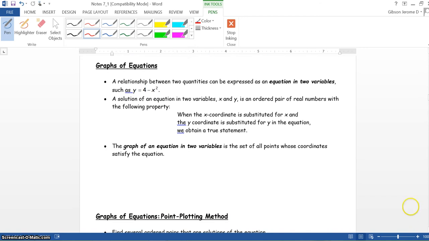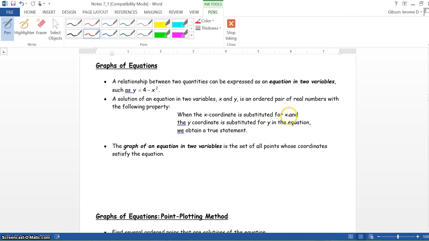Now we have graphs of equations. A relationship between two quantities can be expressed as an equation in two variables, such as y is equal to 4 minus x squared. A solution of an equation in two variables, x and y, is an ordered pair of real numbers with the following properties.